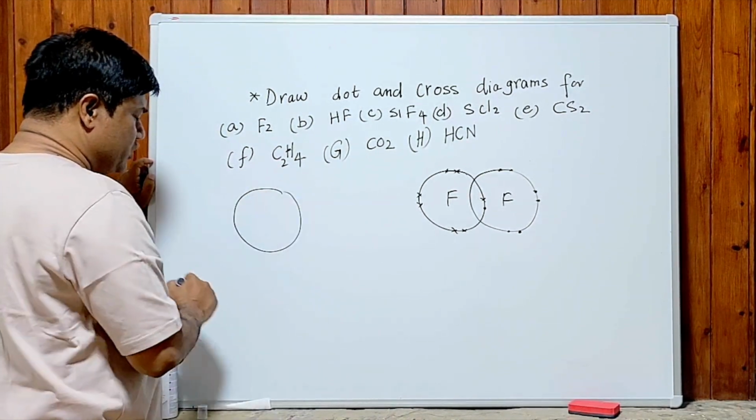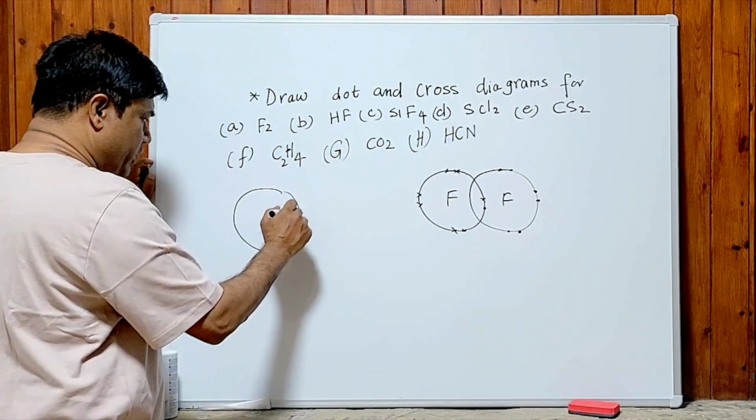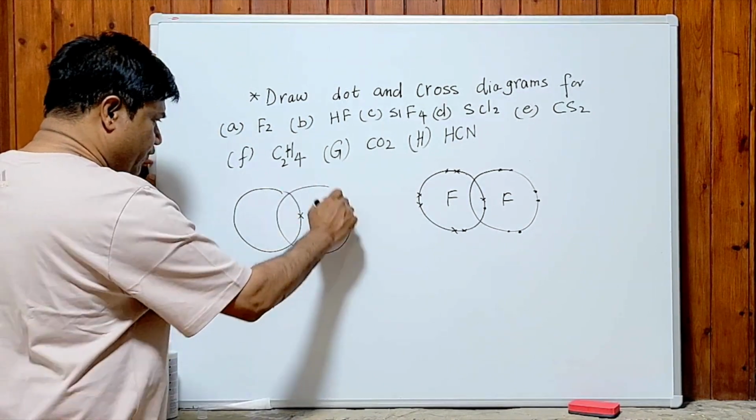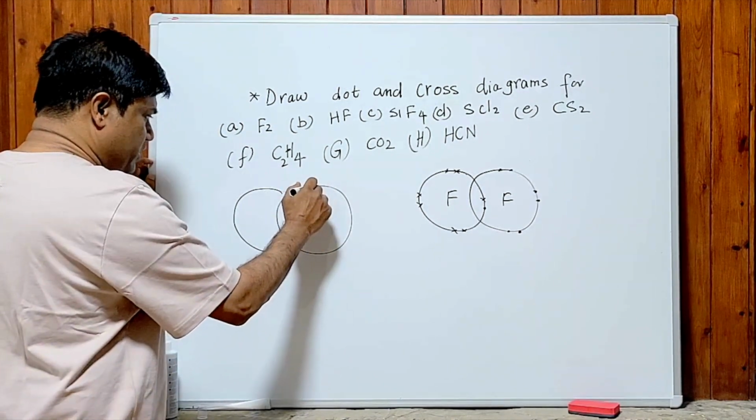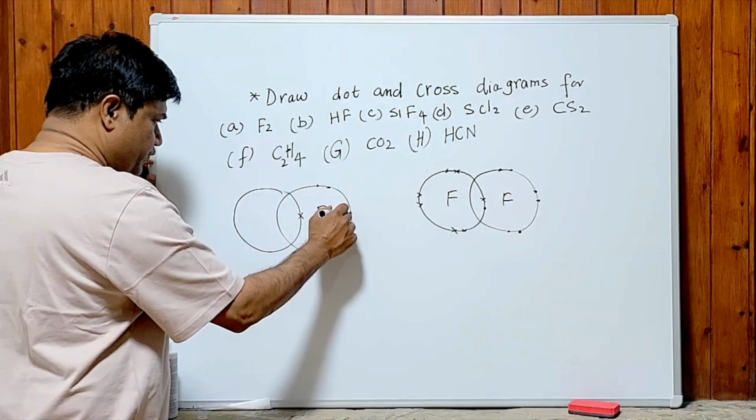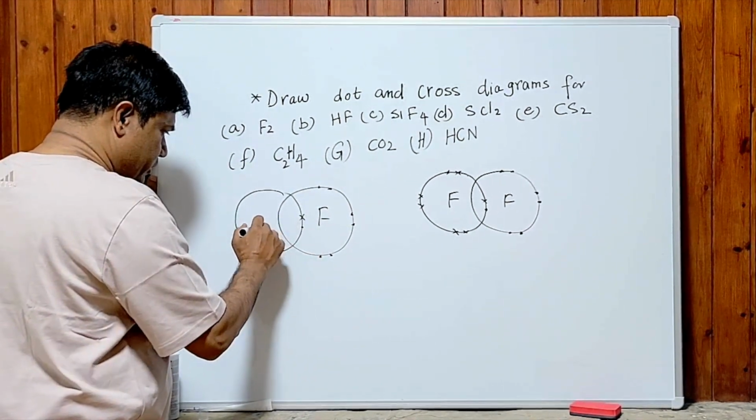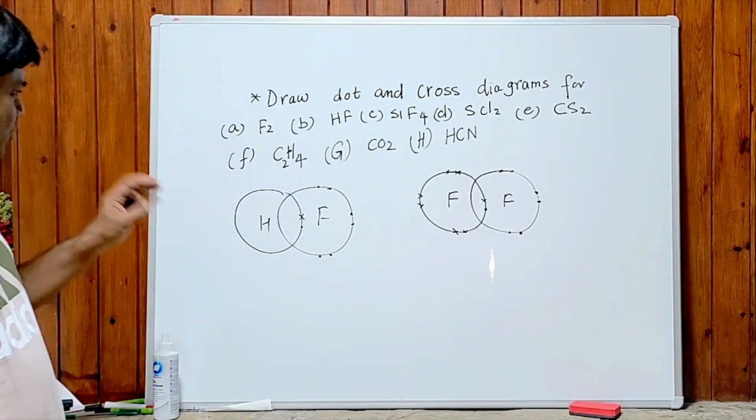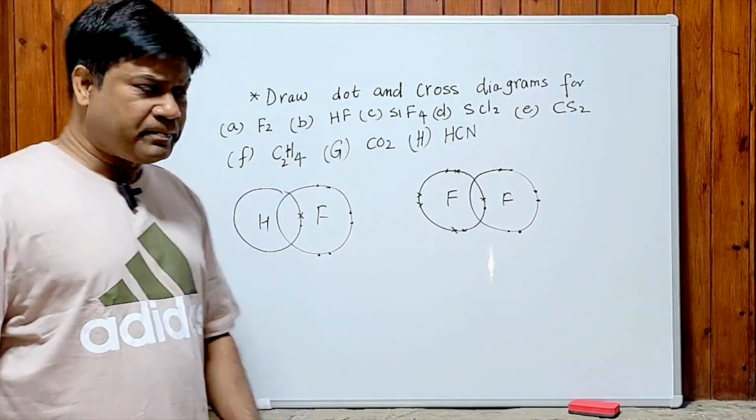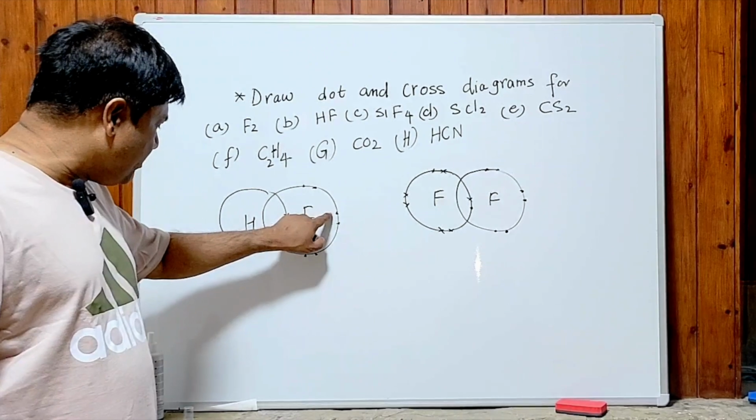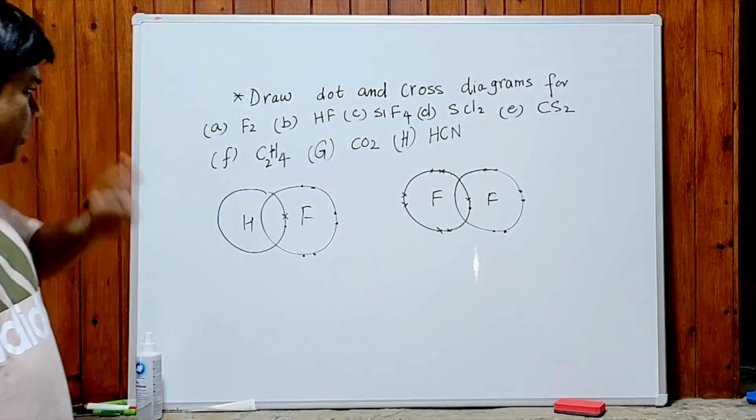Okay, now hydrogen fluoride, HF. Hydrogen has how many electrons in the outermost shell? 1. And just now we have done fluorine. Fluorine has 7. 1, 2, 3, 4, 5, 6, and 1, 7. HF. Dot and cross structure is very easy, guys. And these remaining pairs of electrons are called lone pairs.